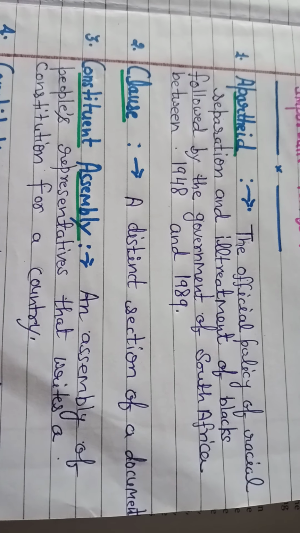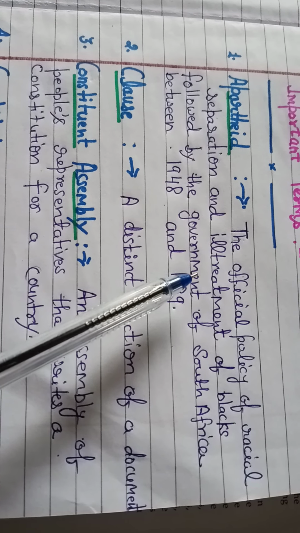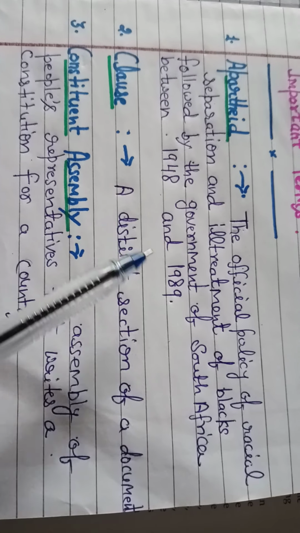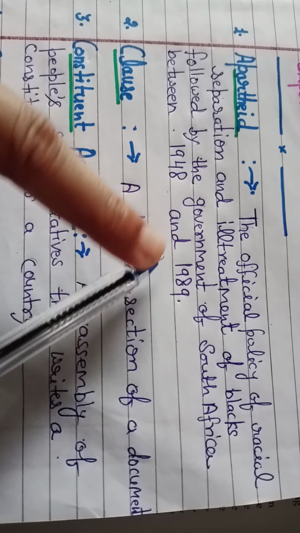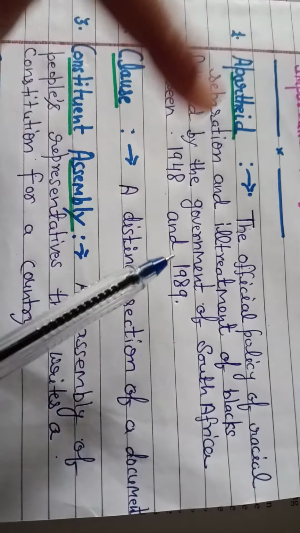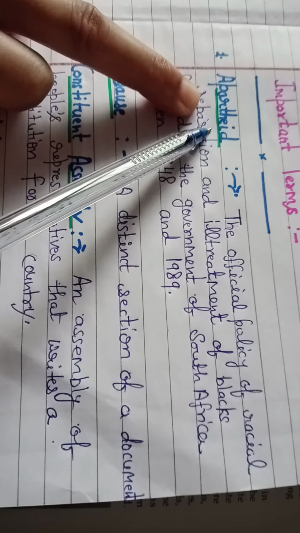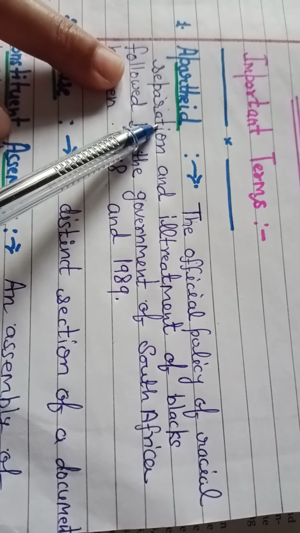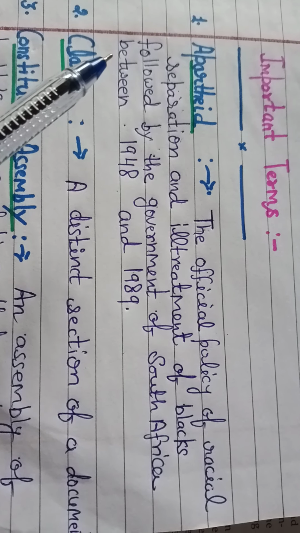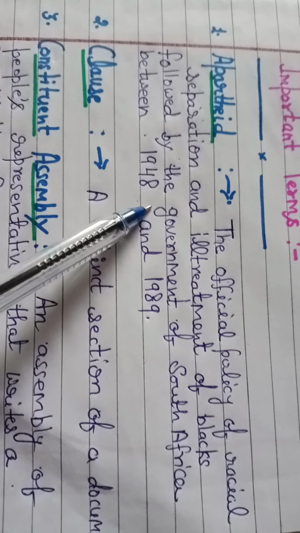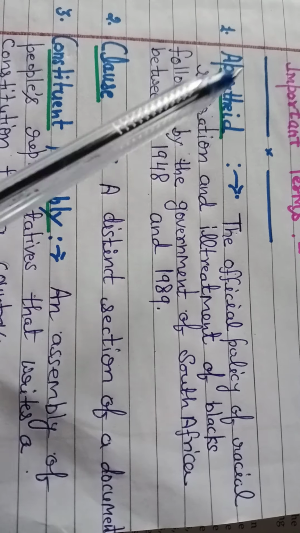Now, whatever ill treatment was done by the white people of South Africa to the black people during 1948 and 1989, that behavior, that ill treatment, was known as the apartheid policy. So apartheid was an ill treatment policy on the basis of racial discrimination against the black people by the white people in South Africa. This policy is known as apartheid.